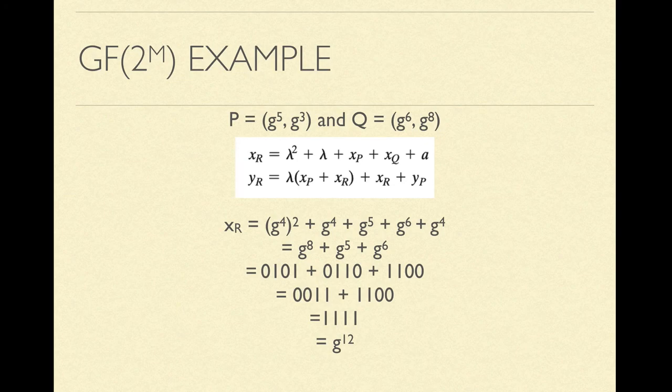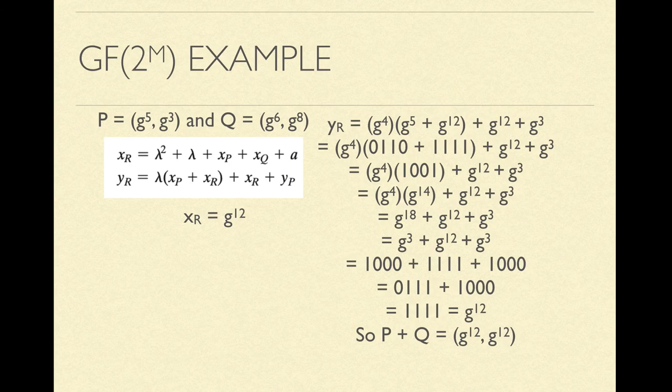And we can plug that into our equation for y_R. So y_R is lambda times (x_P plus x_R) plus x_R plus y_P. That gives us g^4 times (g^5 plus g^12) plus g^12 plus g^3. g^5 plus g^12 is 0, 1, 1, 0 plus 1, 1, 1, 1, which is 1, 0, 0, 1, or g^14. Go back to the g-power notation because we're doing multiplication. g^4 times g^14 is g^18, which is g^3 in GF(2^4). So y_R will be g^3 plus g^12 plus g^3. Our g^3s cancel, and we just get g^12, or 1, 1, 1, 1. So P plus Q here is (g^12, g^12).